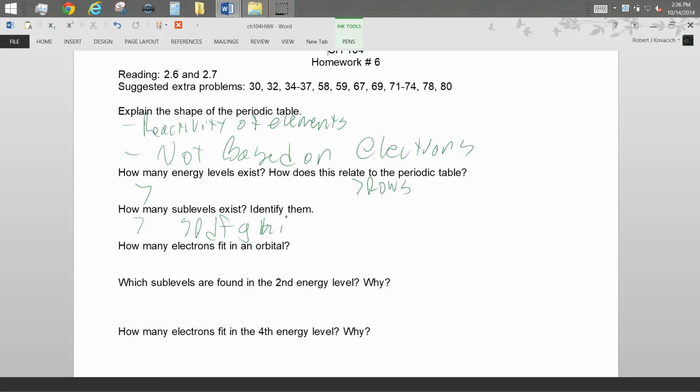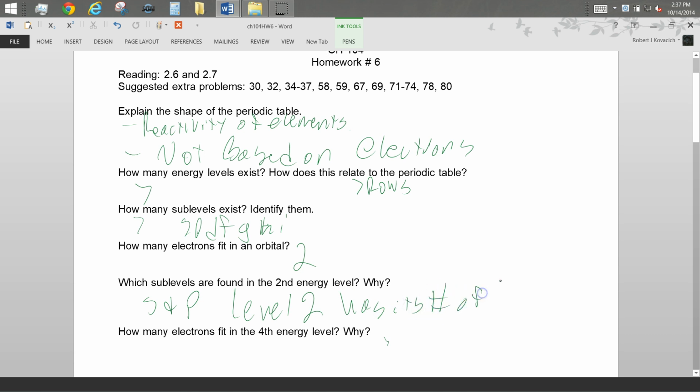How many electrons fit in an orbital? 2. Which sublevels are found in energy level 2 and why? S and P, and why? Whatever energy level I'm in, you have that many sublevels, and the first 2 sublevels are S and P. So energy level 1 only has 1 sublevel because it's energy level 1, so it has an S. Energy level 3 has 3 sublevels, S, P, and D. So energy level 2 only has the first 2.